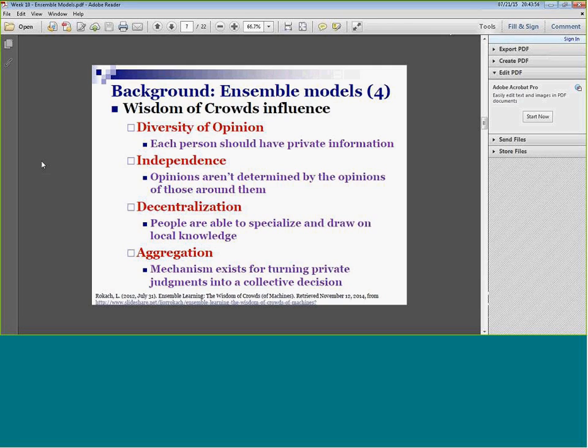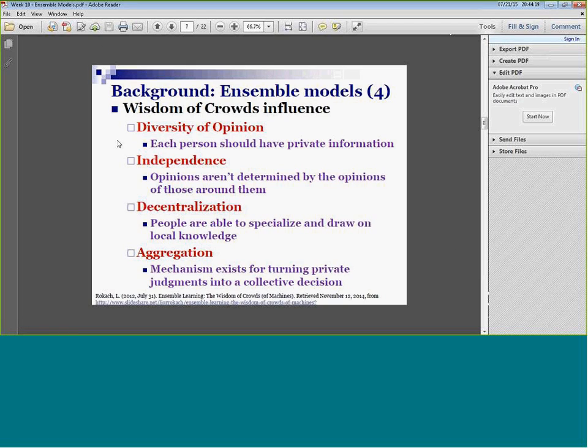Third, they have to be decentralized. In other words, they each know something slightly different. They know parts of the problem, and they also know some other aspects they can bring to work. And then finally, there has to be a mechanism for aggregating these things into a collective decision. Again, if you go to the links I've got here and look at some other links for wisdom of crowds, you'll see some rather interesting and fascinating things.